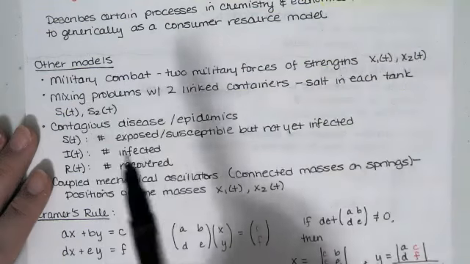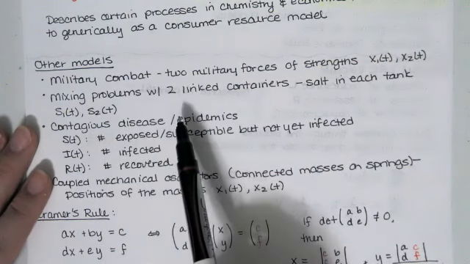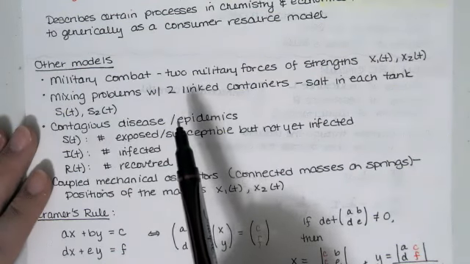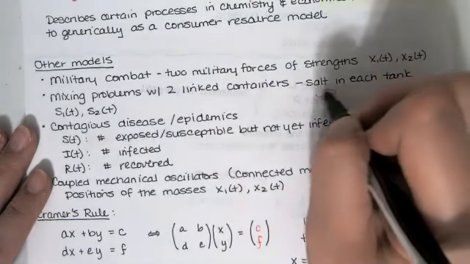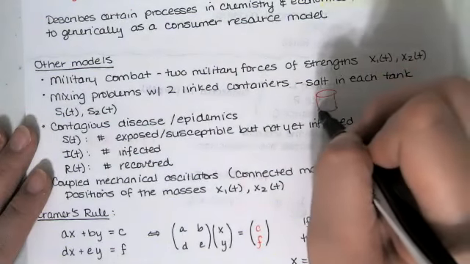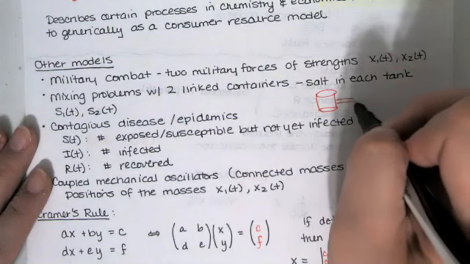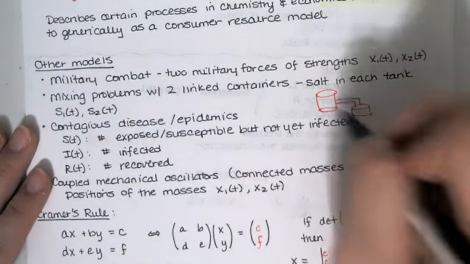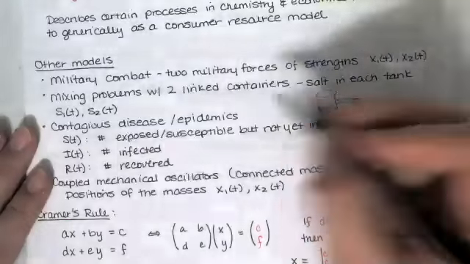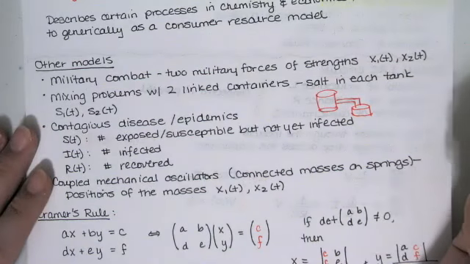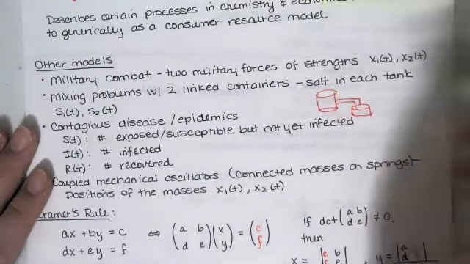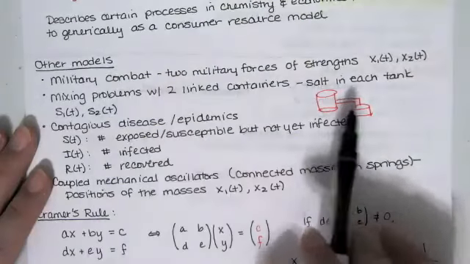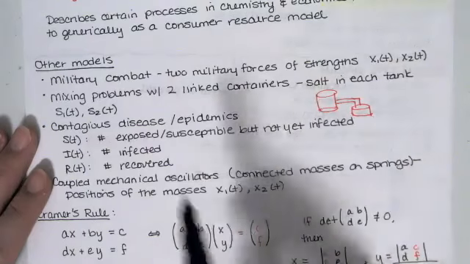Or if you have mixing problems, we looked at mixing problems before, but we were only looking at one tank. If you have one tank over here, and then there's some kind of pipe and it's connected to a second tank over here, well, the salt in this tank is related to the salt in this tank, depending on all of the variables in the situation, how much salt is coming in and how much salt is going out and all kinds of things. Well, that would be described by a system of differential equations.